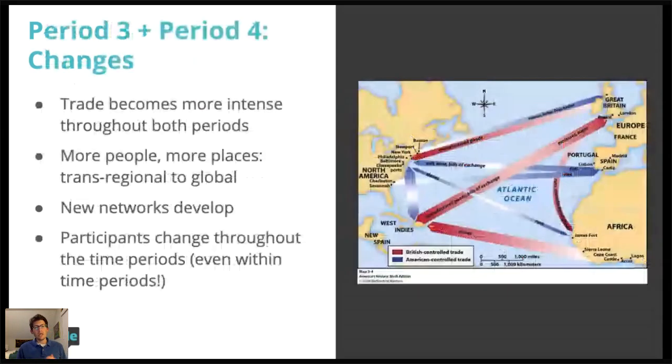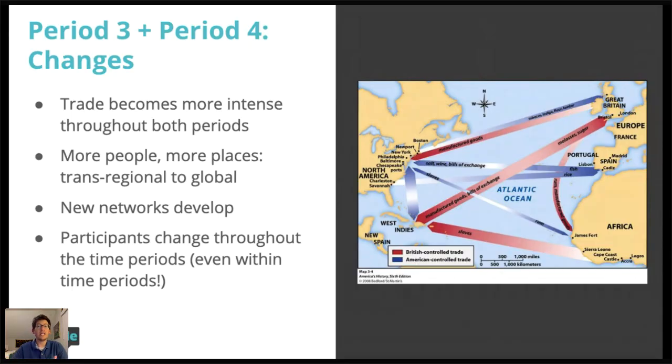Well, changes. Throughout time period 3, trade becomes much more intense. Through time period 4, trade continues to become more intense. That is a change. There's a constant upward trajectory, so to speak, of trade in this time period. I don't know whether I'm mirrored or not, but you can imagine year 600 here to 1750 here, right?